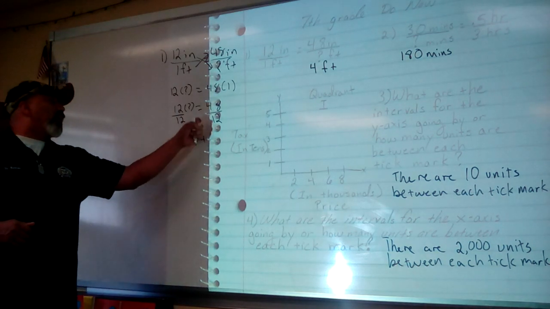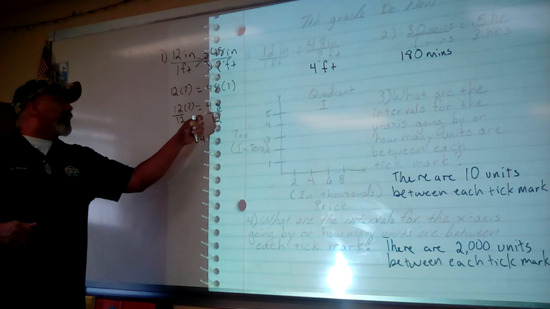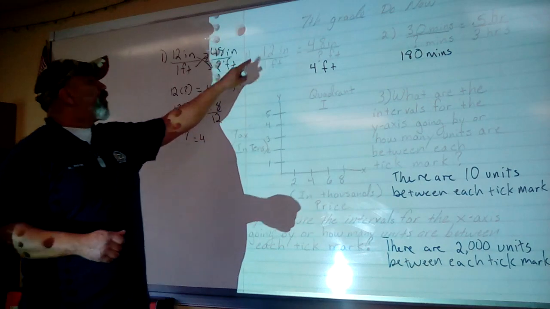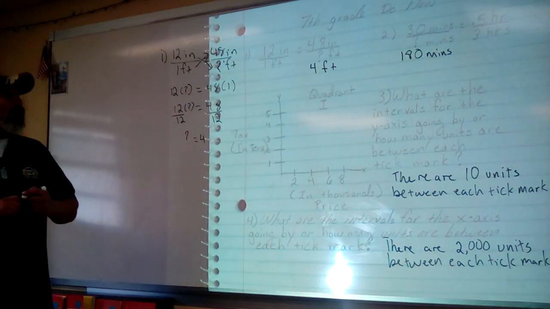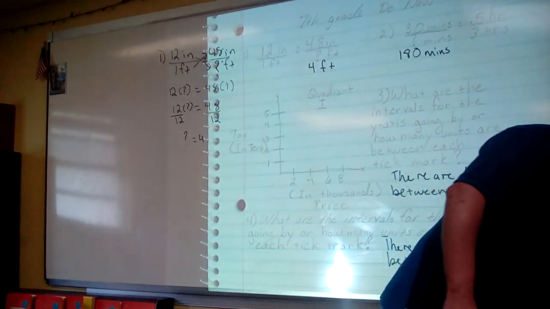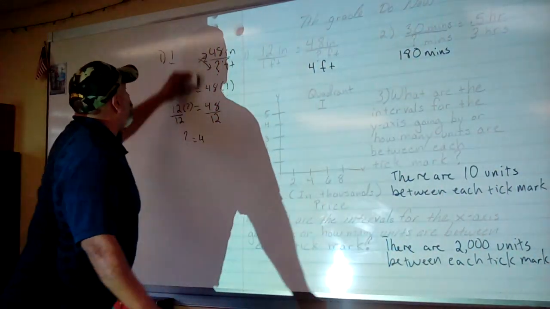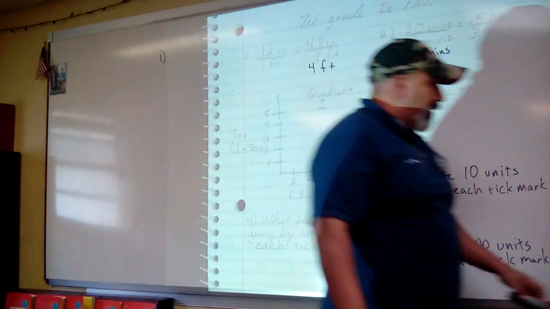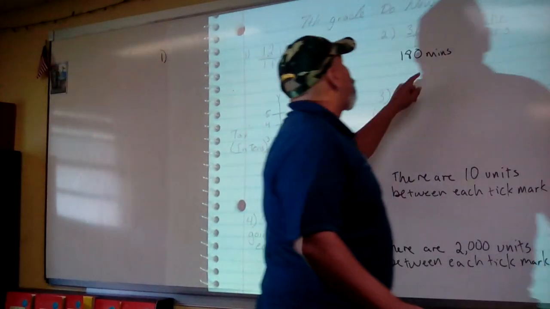Because 12 times 4 gives us 48. 48 divided by 12 gives us 4. We have our 4 feet for question number 1. Now we're going to question number 2. We're going to erase this and put question number 2 up here. Then you could have paused that to get the understanding of question number 1.